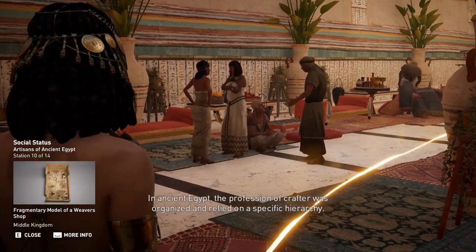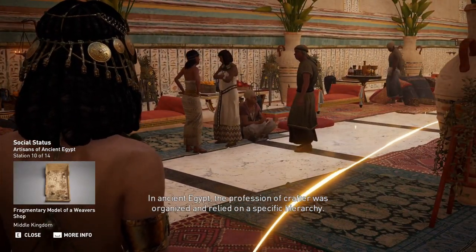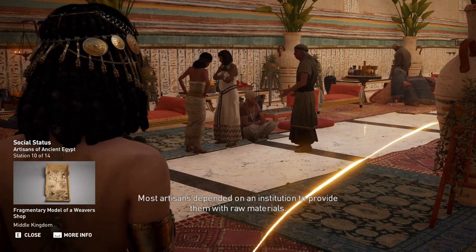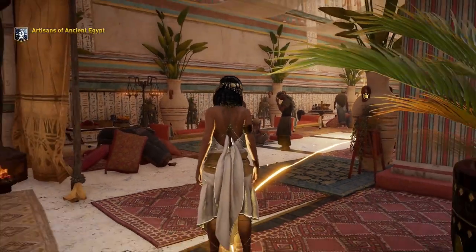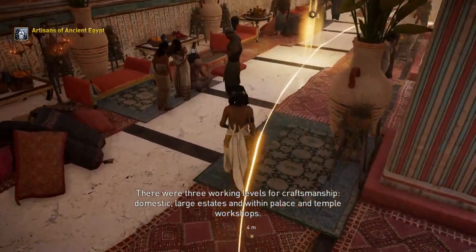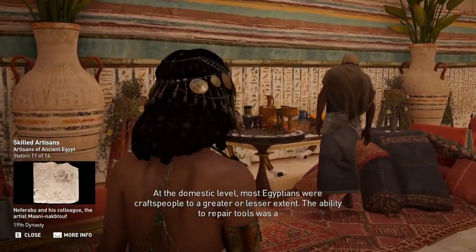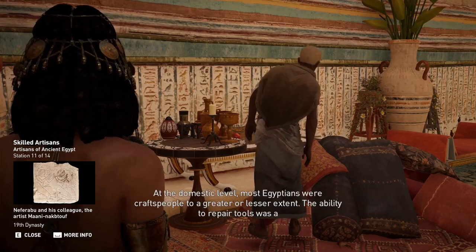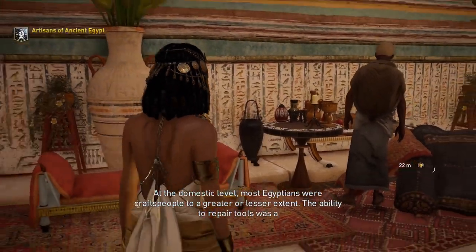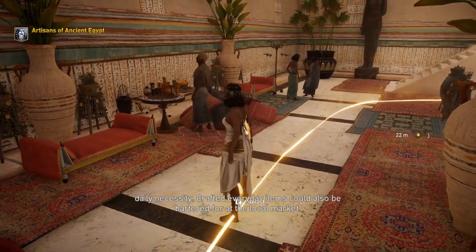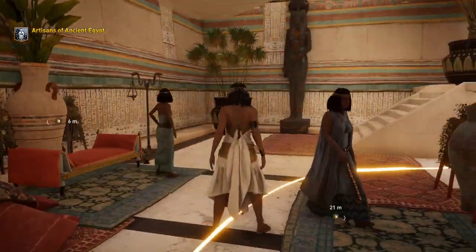In ancient Egypt, the profession of crafter was organized and relied on a specific hierarchy. Most artisans depended on an institution to provide them with raw materials. There were three working levels for craftsmanship. At the domestic level, most Egyptians were craftspeople to a greater or lesser extent. The ability to repair tools was a daily necessity. Crafted everyday items could also be bartered for at the local market.